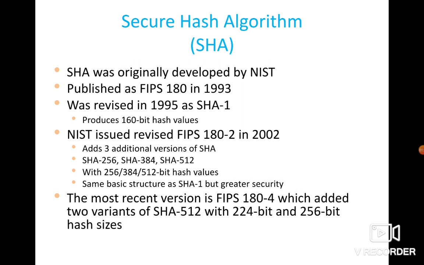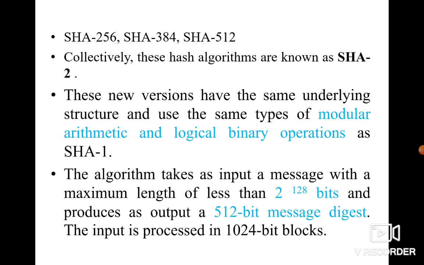The most recent version is FIPS 180-4, and it has added two variants of SHA 512. That is, under SHA 512, we now have two variants, with 224-bit and 256-bit hash sizes. As I said, SHA 256, SHA 384, and SHA 512 are collectively called SHA 2, and they follow the same structure as SHA 1. That is, it uses modular arithmetic and logical binary operations to implement the hash function.